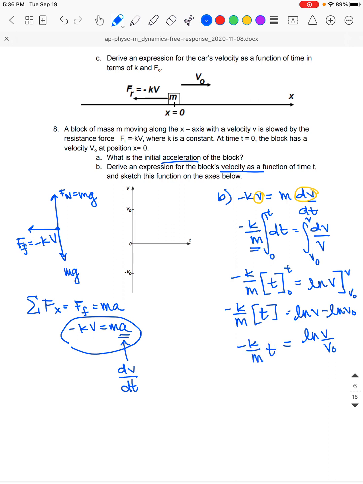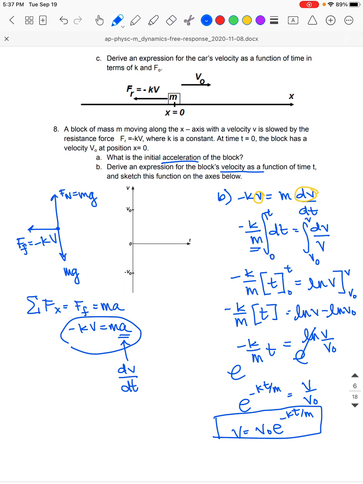Now from here, I want to get rid of the ln, so I'm going to take e to both sides, and I get e to the negative kt over m equals v over v naught, and then v is equal to v naught e to the negative kt over m. This would be my answer to part B.